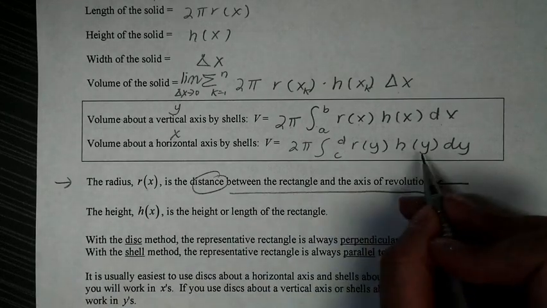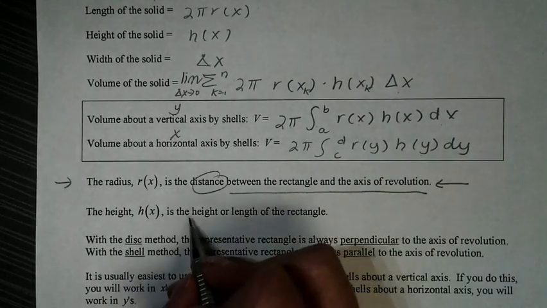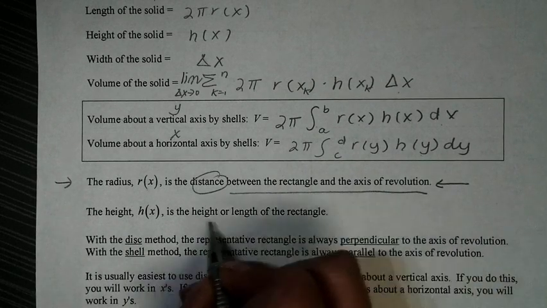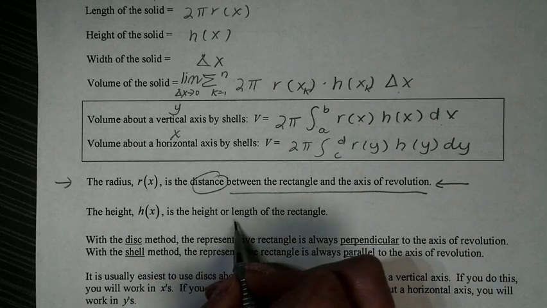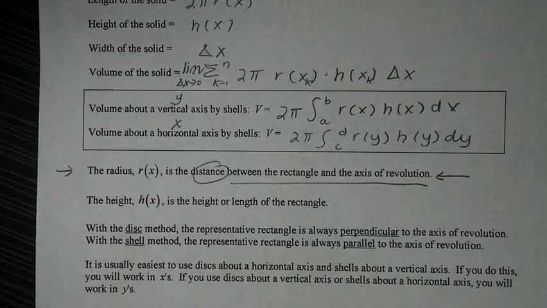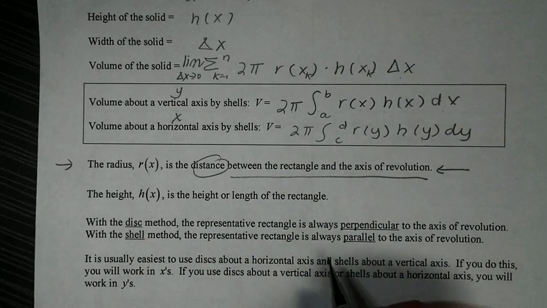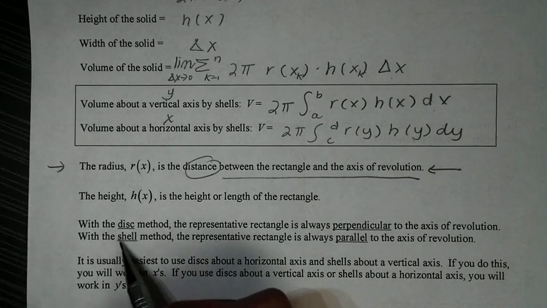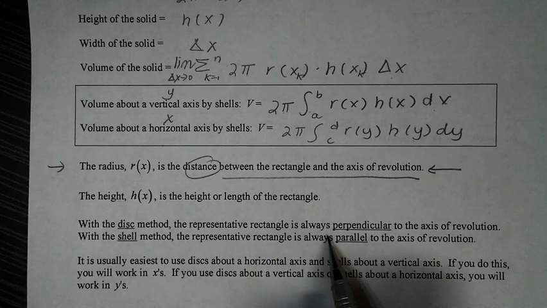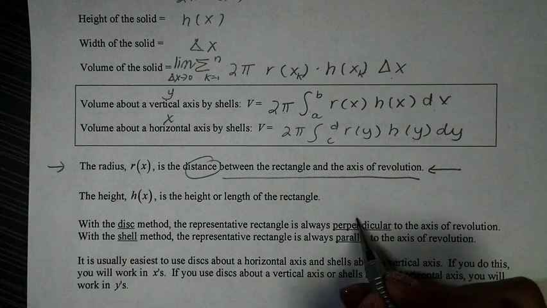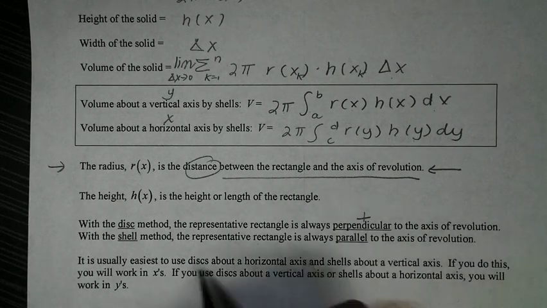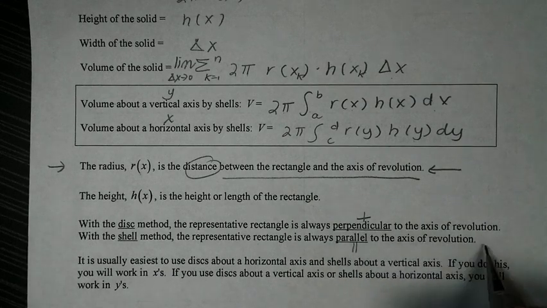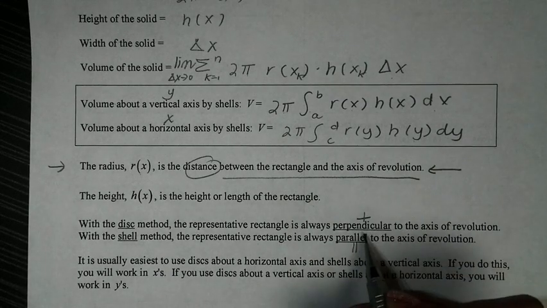The height, h of x, that you see here or here, is going to be the height or the length of the rectangle. So that's what we are going to have, and it's very similar to the base that you had when we had cross sections. So some things to remember. With the disk method, the representative rectangle is always perpendicular to the axis of revolution. With the shell method, the representative rectangle is always parallel to the axis of revolution. So that's a big difference.